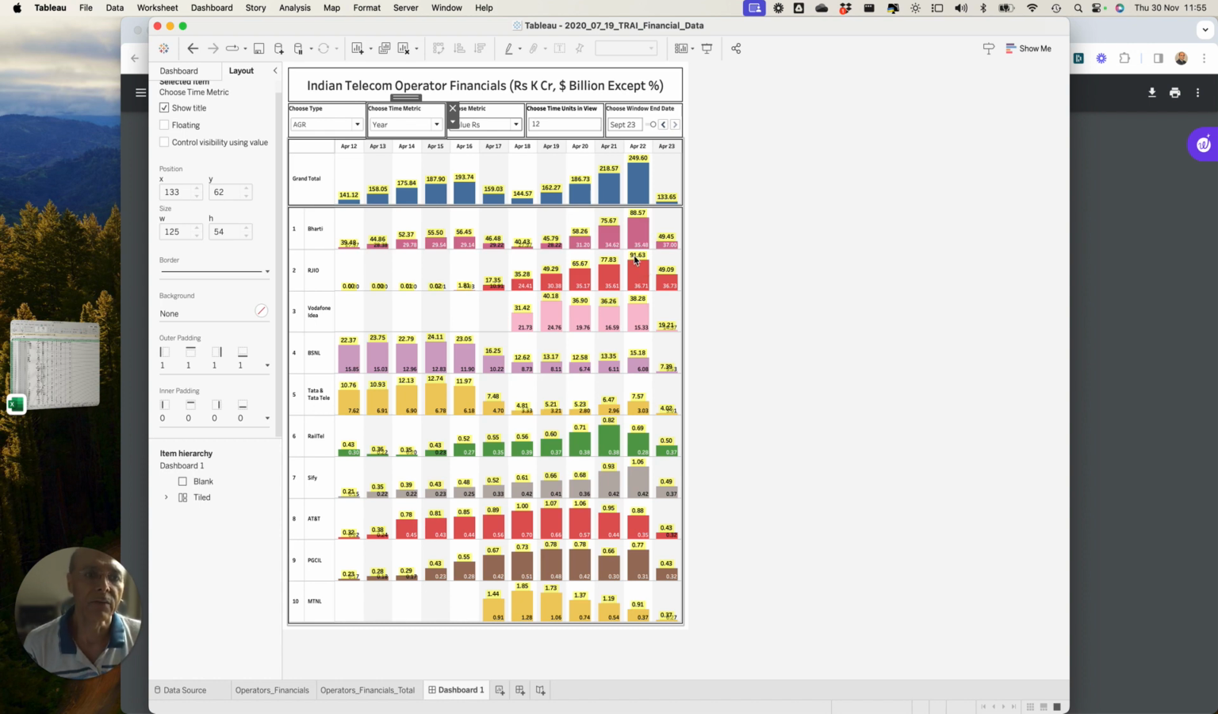Now Reliance was 91.63k crore, which basically means that Reliance in FY23 was higher from the point of view of AGR compared to Bharti, and it has a market share of 37.77%. But the reason Bharti is ranked 1 is that for the purpose of ranking, I have used this last column as a reference.